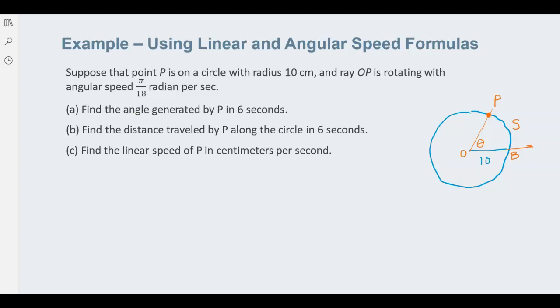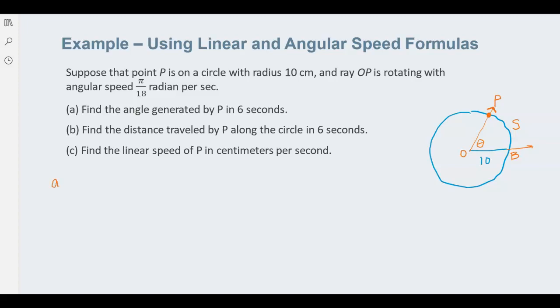So the ray, they're talking about this side, the terminal side of the angle, is rotating with an angular speed of pi over 18 radians per second. All of the applications will have radians as the measurement for angles. We want to find out the angle that is generated by that movement in 6 seconds. So that's asking us to look at angular speed.